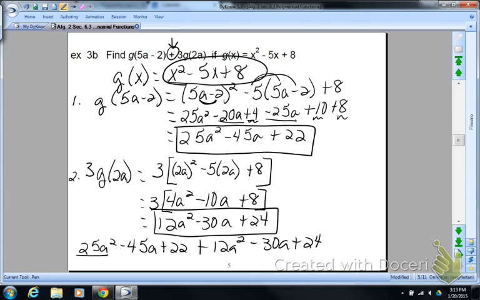25a squared and a 12a squared is 37a squared. Negative 45a and a negative 30a is a negative 75a. 22 plus 24 is 46.